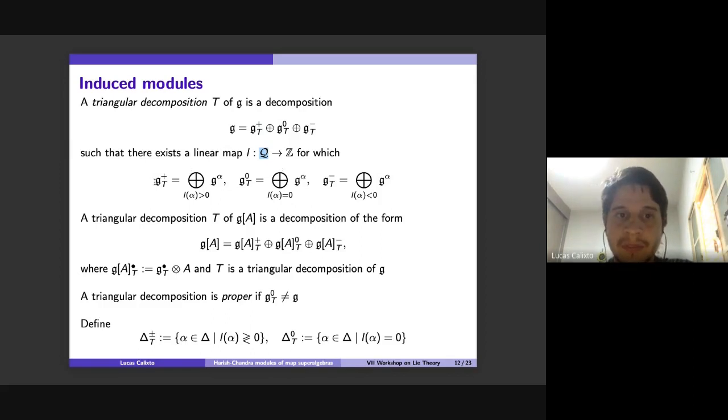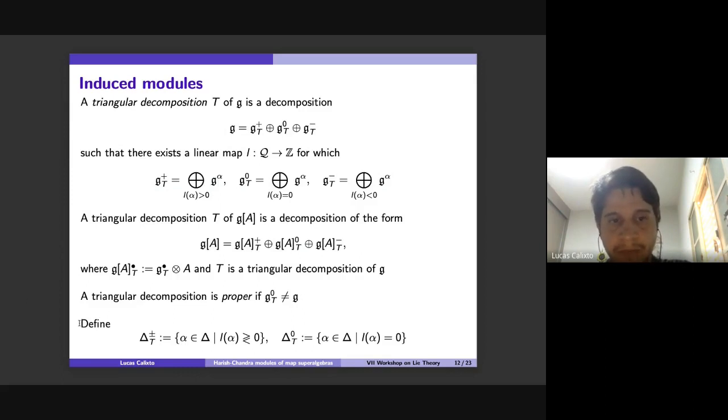The positive part is defined by those roots which are in the upper piece of the hyperplane defined by this linear map. The zero part is going to be those roots which are precisely in the kernel of this map, and the negative part consists of the roots which are in the negative part of the hyperplane. And a triangular decomposition of G tensor A is just, we borrow the triangular decomposition of G. So it's a decomposition of this form, where each piece is defined using these pieces here. I just tensor each piece with A, right? So these are triangular decompositions. And we say that a triangular decomposition is proper when the G0 part is proper, so when the zero piece here is not the whole G.